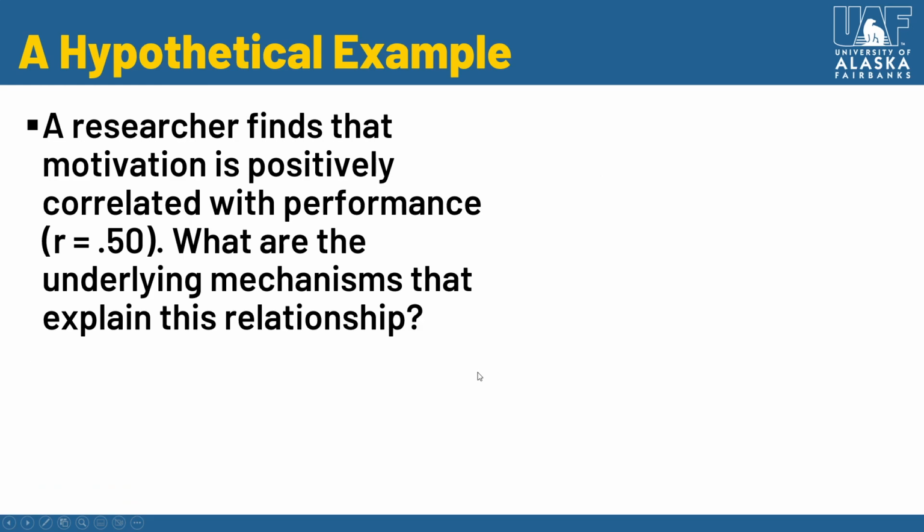Say I'm doing a study and I find that motivation is positively correlated with performance at 0.5. What are the underlying mechanisms that explain this relationship, right? Let's give a little bit more context. Say I'm doing this with students, and I find that students' level of motivation to succeed, to study, to be a good student, is positively correlated with their overall performance in the course. Makes sense, right? They're more motivated, they tend to do a bit better.